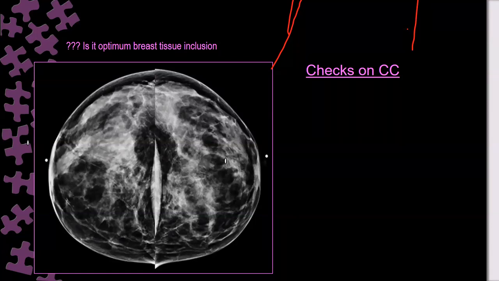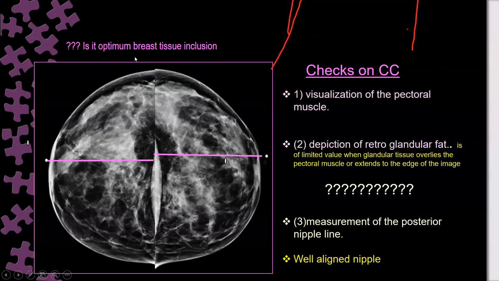Inadequate. Though you have seen the pectoralis, the nipple is definitely not central, and the pectoralis is more medial. We are not sure about the posterior; you can judge laterally yourself. We can see the retro. Laterally, we cannot say whether there is optimum posterior inclusion or not.